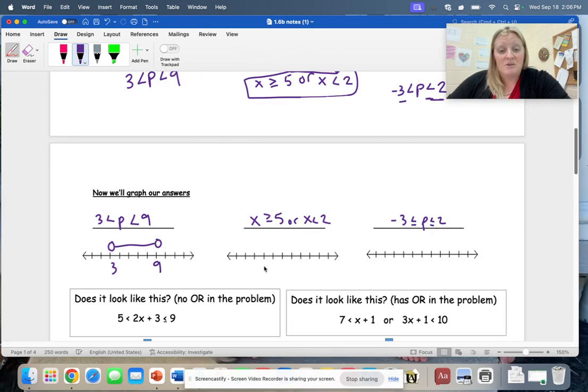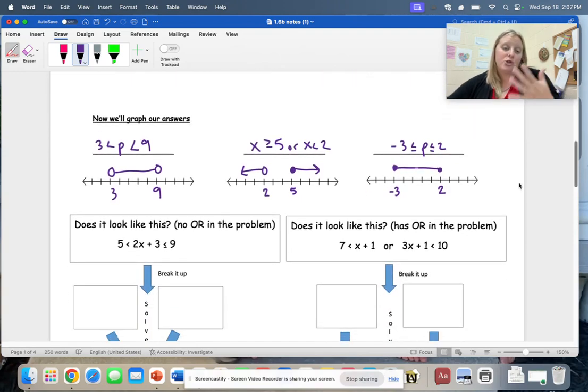Our or statements are going to be opposite. So I'm going to put 2 and 5 here. It looks like 5 gets a closed dot and 2 gets an open dot. And then, unlike the ands, the ors go their own separate way. All right, so let's try the last one real quick. We have a -3 and a 2. This is inclusive on both ends. So solid dots. And the ands stay together. They do not go their own separate ways.